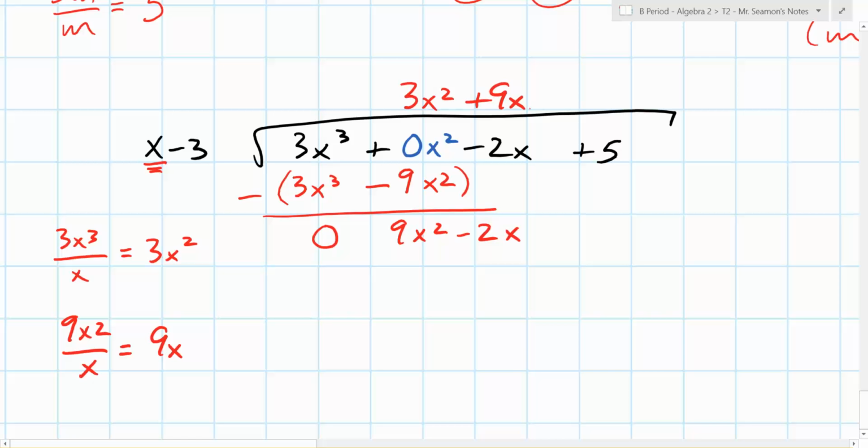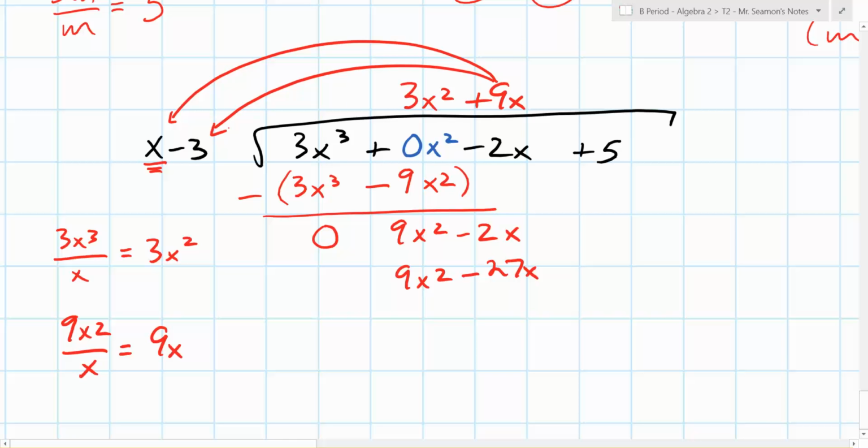I'm just putting it there to remember it. So you get 9x squared minus what? Nope, 27x. It's this times that and this times that. Everybody see it? Just the leading term. You do whatever you just put up there. So in this case, it was 9x times x and 9x times -3.